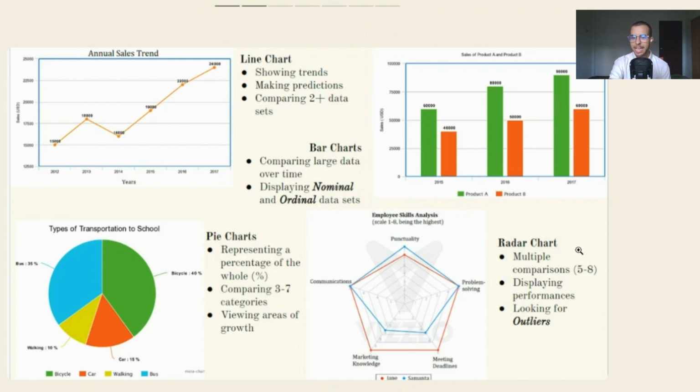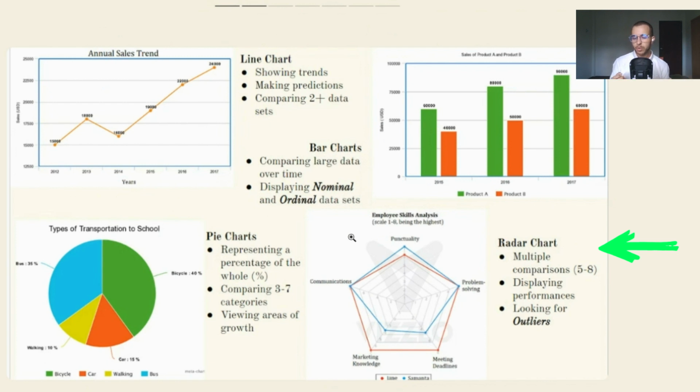The last one is a radar chart. Have you seen this one? Radar charts are less common, but they're becoming more popular because we can look at several areas of comparison. And we can use ordinal data sets as well. For this example, we have employee skills analysis. So we have 5 different categories where they are performing their best and their worst: punctuality, problem solving, meeting deadlines, market knowledge, and communications.